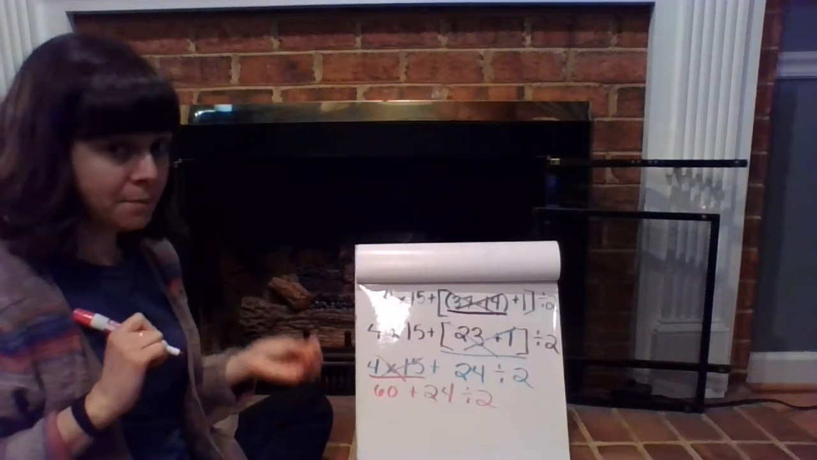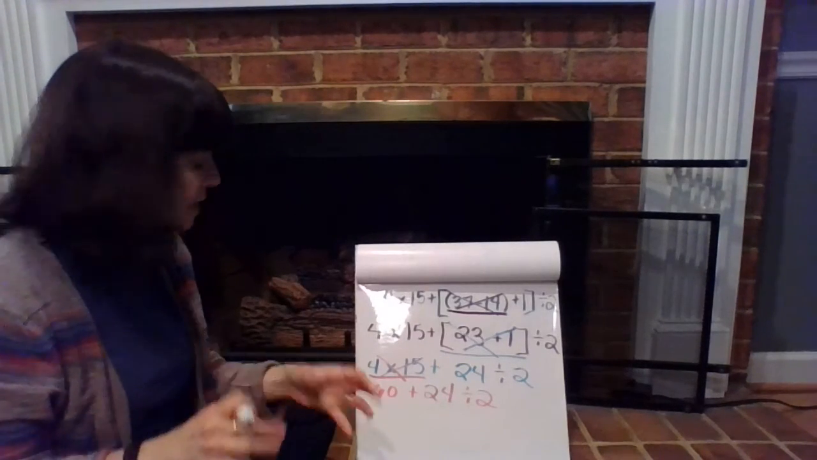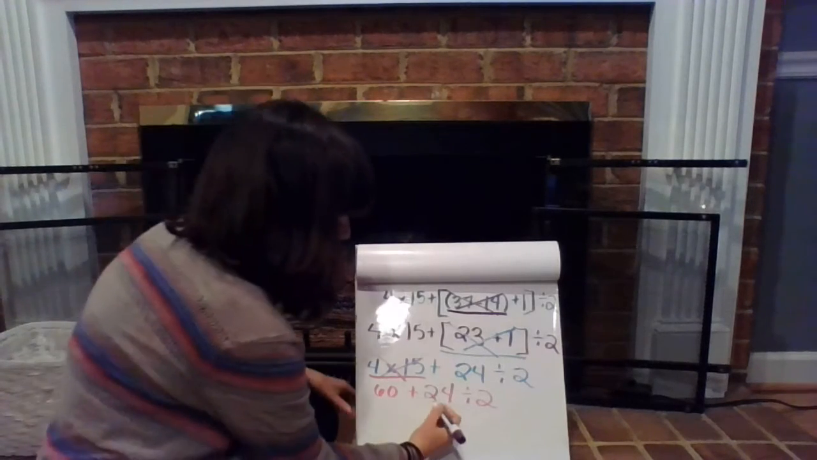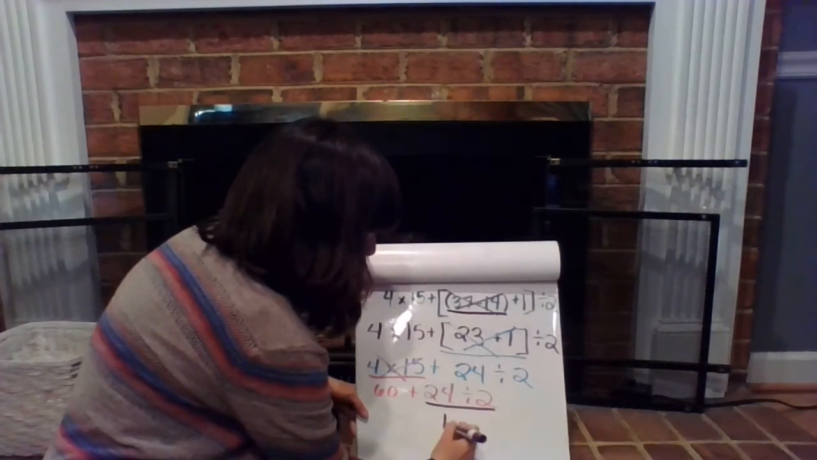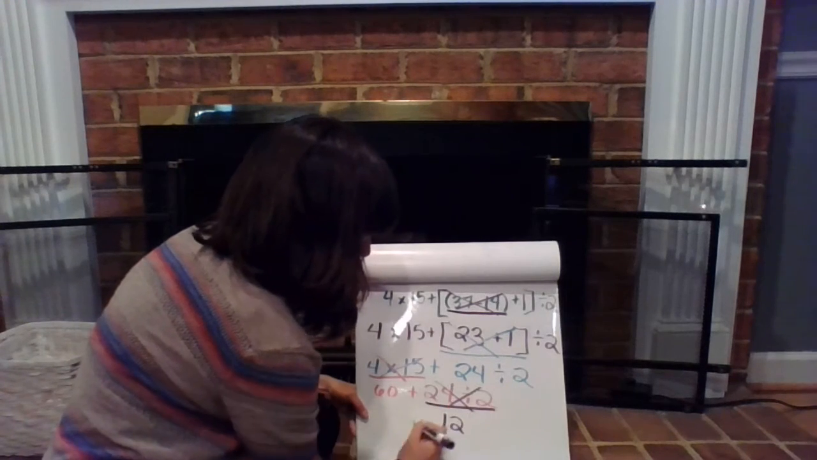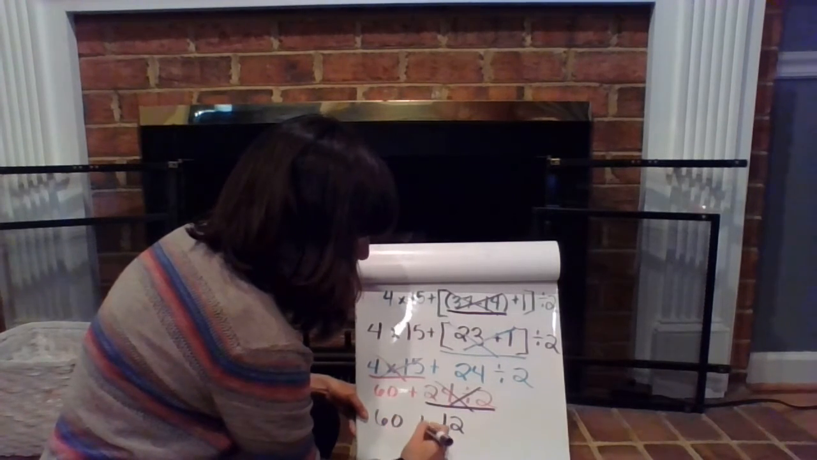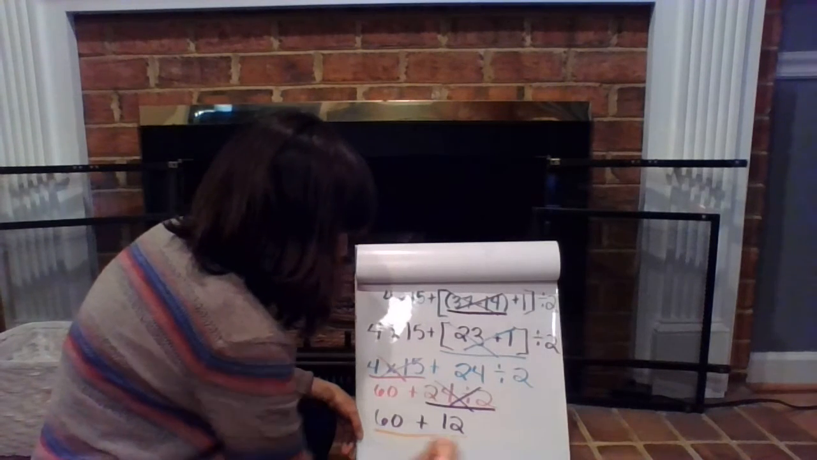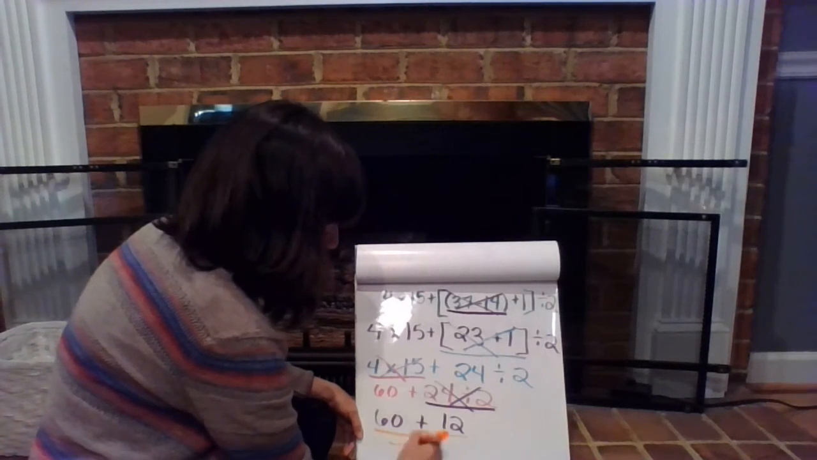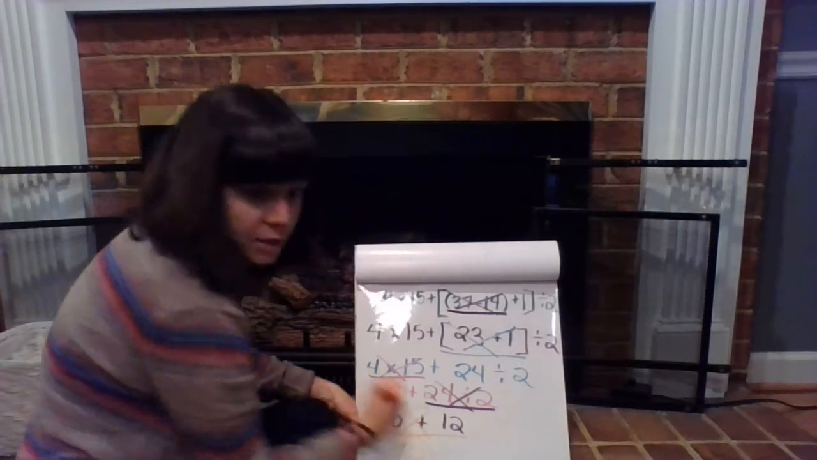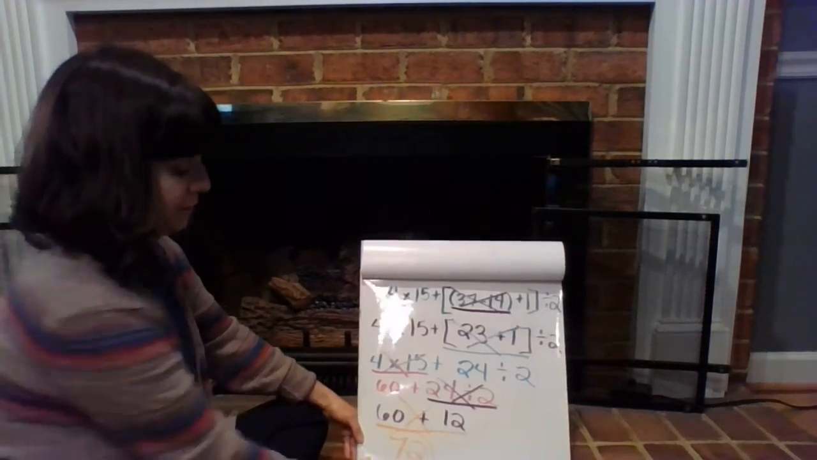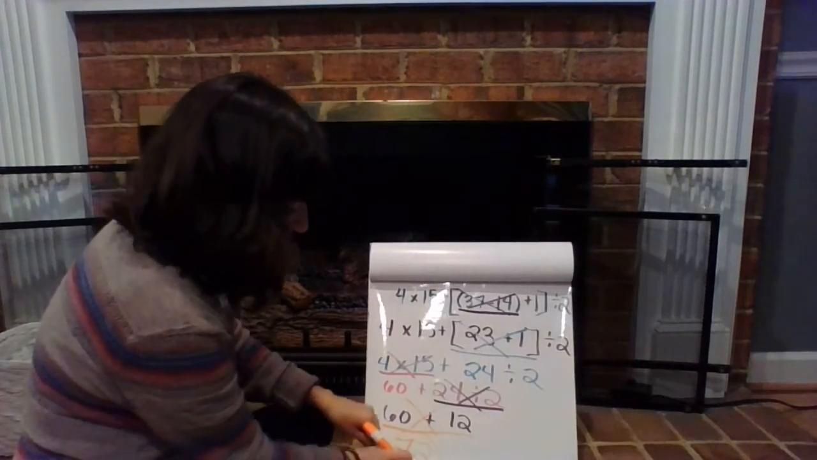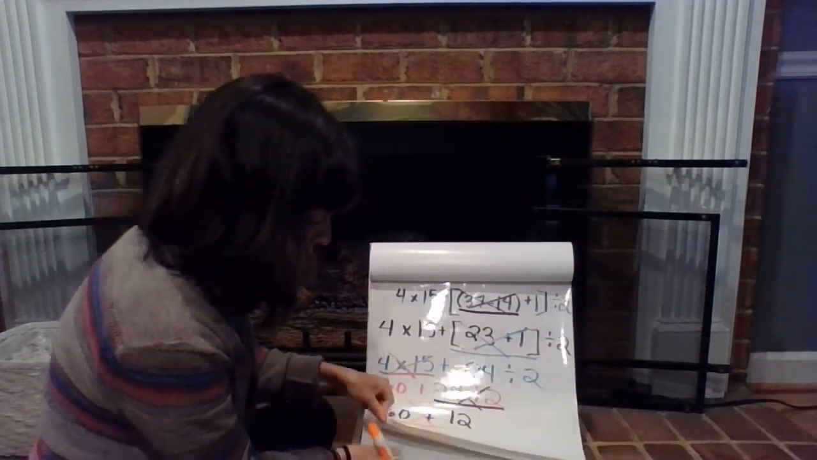Okay, I'm still going to multiply, divide for PEMDAS before I add and subtract. So the next step is going to be 24 divided by 2, which is 12. And then I bring down everything else. And then, of course, my last step is 60 plus 12, which equals 72. Okay, so my final answer for that one, there we go, 72.